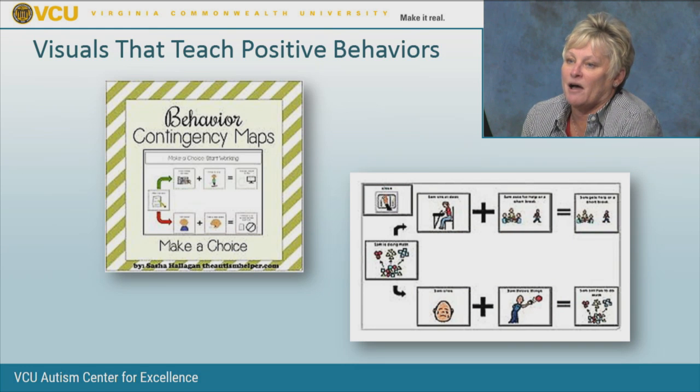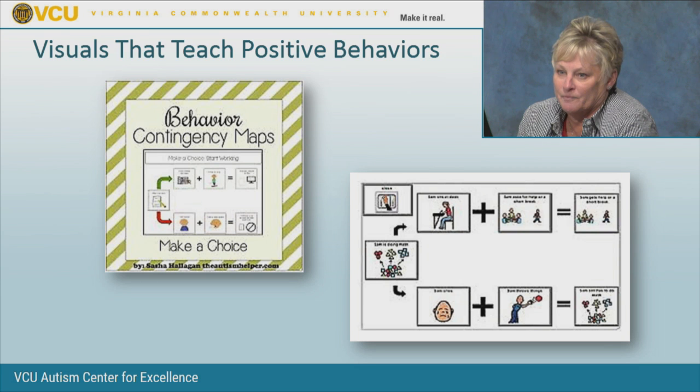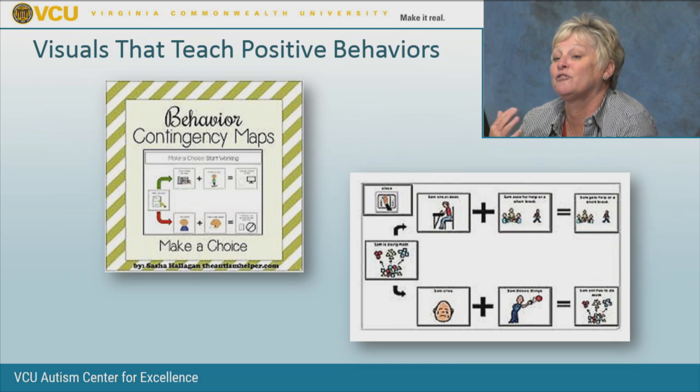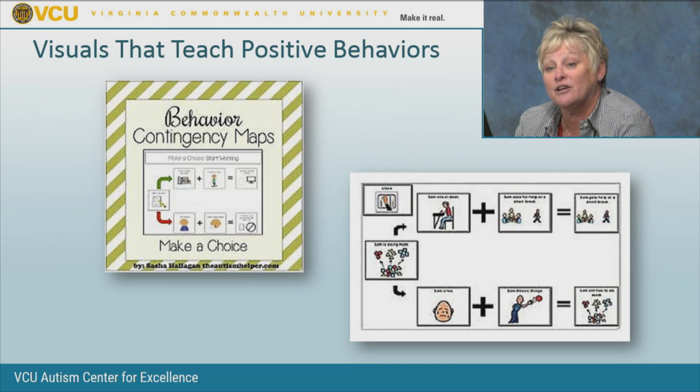Visuals that teach positive behaviors. Contingency maps are very effective. I like to talk about our students that we refer to as the self-proclaimed police officers that are very quick to point out and indicate what their buddies are doing wrong, but when they have to apply it to their own life, it's very difficult.